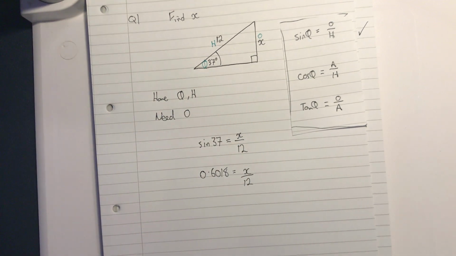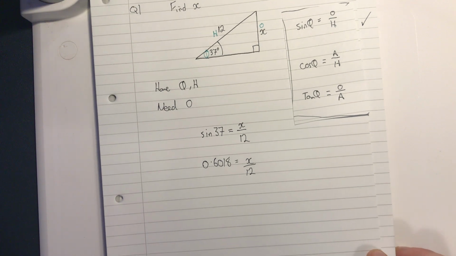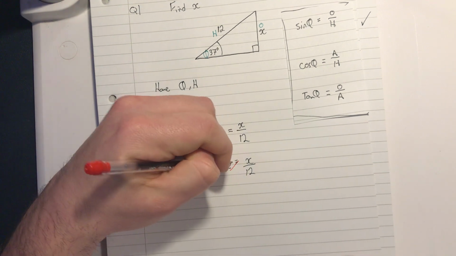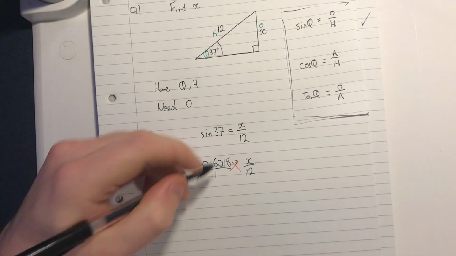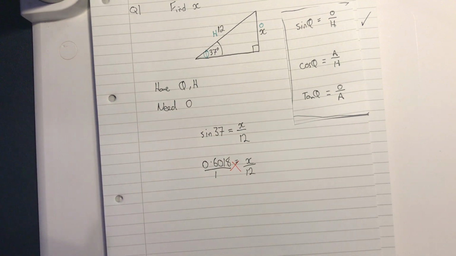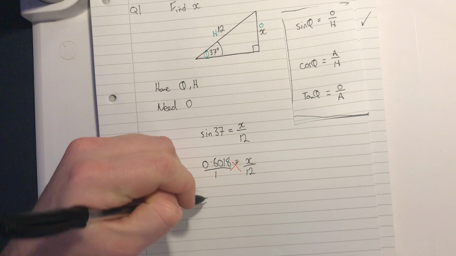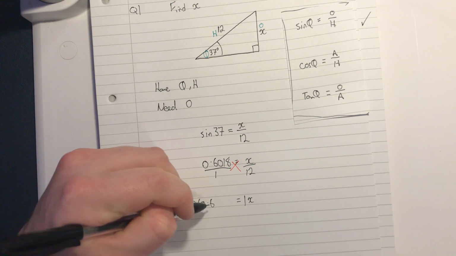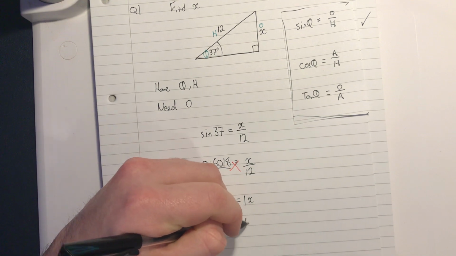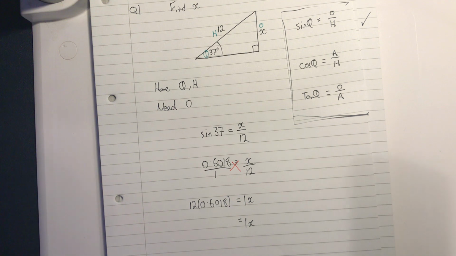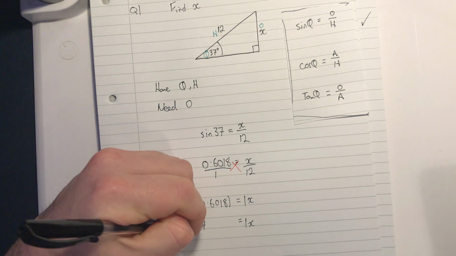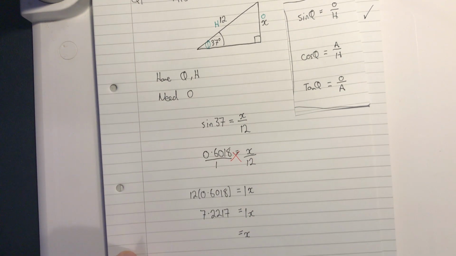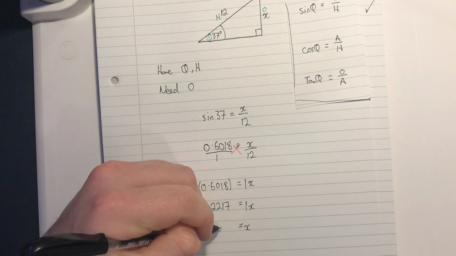And now it's no longer a trigonometry question, it's a quite straightforward algebra question, so I can now cross multiply. So I have one fraction equaling one fraction because I introduced this 0.6018 all over 1 to make it into a fraction. So 1x is equal to 12 times 0.6018. So 1x must equal 7.2217, and we will call that x equals 7.22.